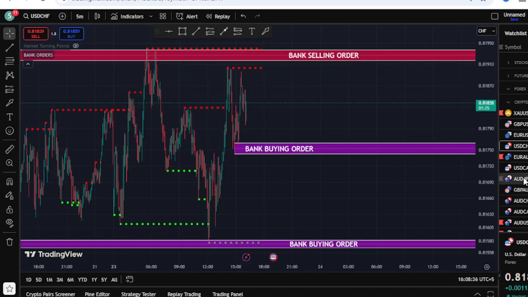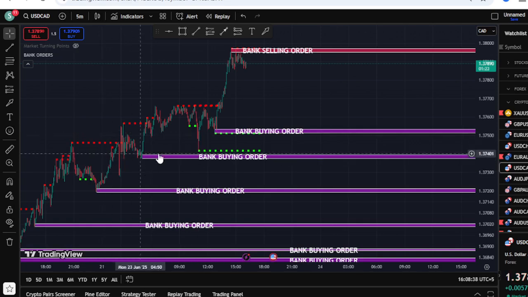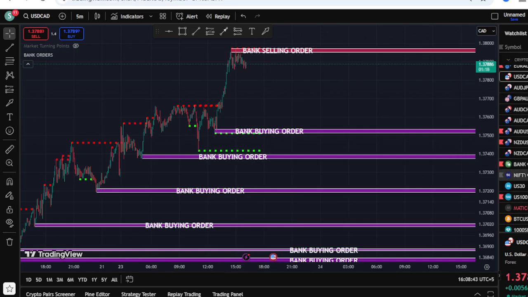Okay, so USD CHF is under rejection right now, and similarly I have told you everything. USD CAD, it's a sell for the USD CAD. So this is how you can manage this indicator.